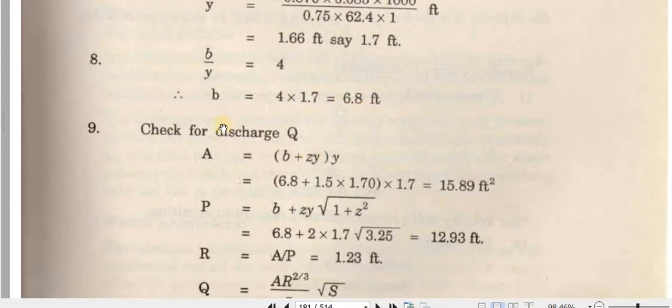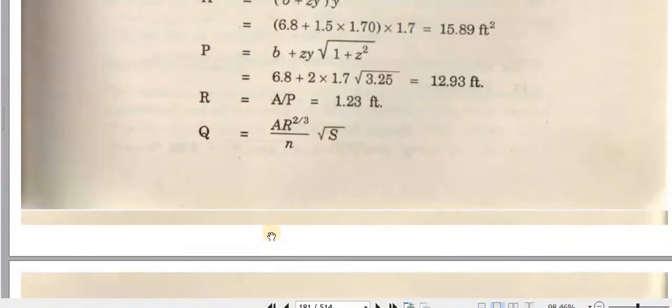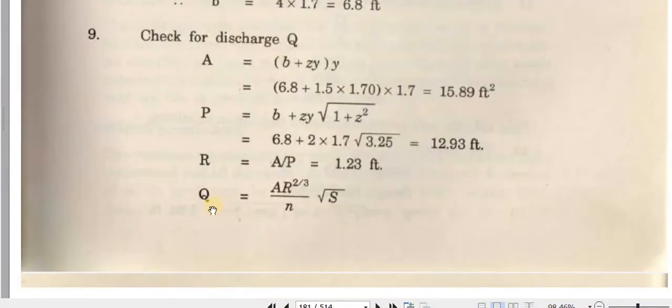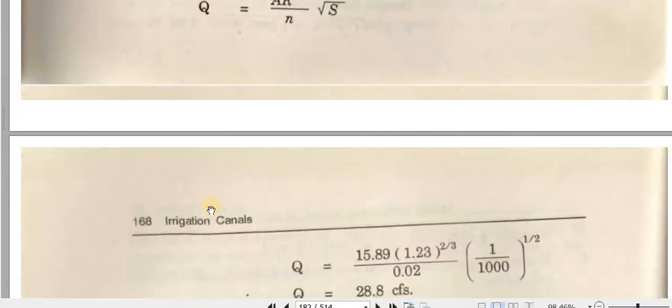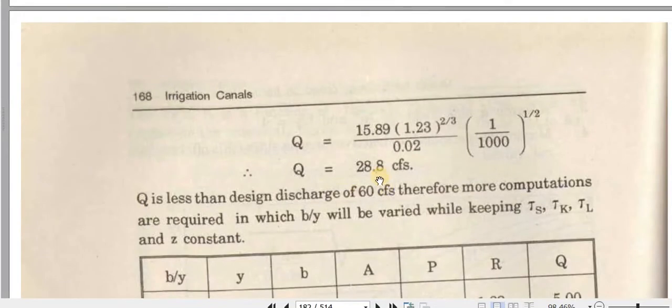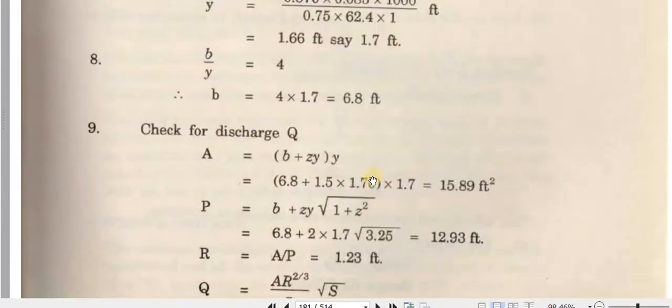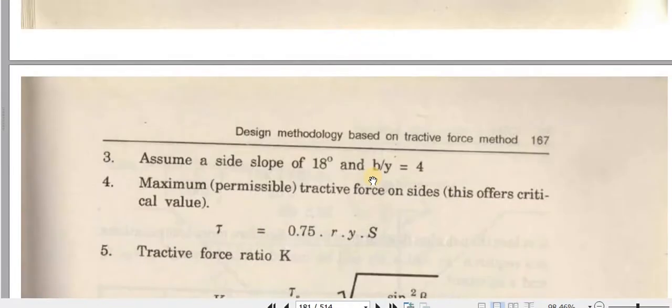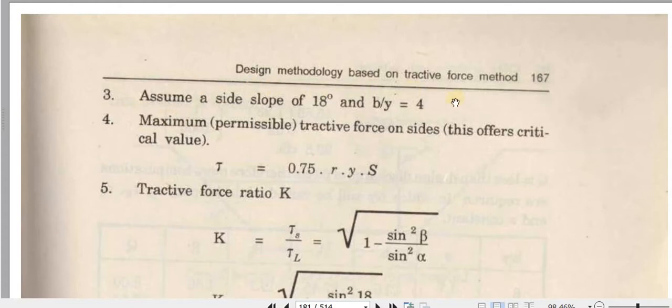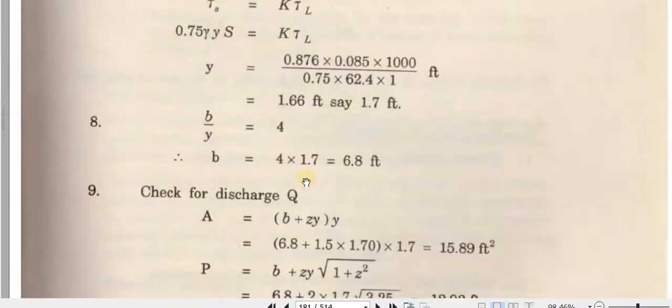Now you can put all these values to calculate A, P, R, and Q, and Q is again given by the Manning equation. Q is 28.8 cubic, but our discharge was 60 cubic, so we have to revise the design. So how can we revise the design? We have assumed these factors, 18 degree and b over y. We have to revise this value. We have to keep special focus on b over y.